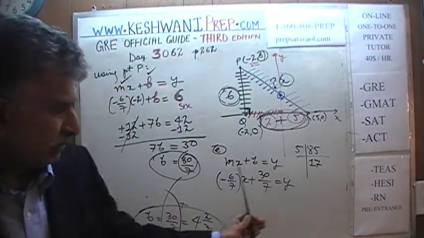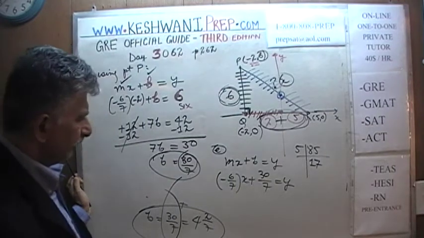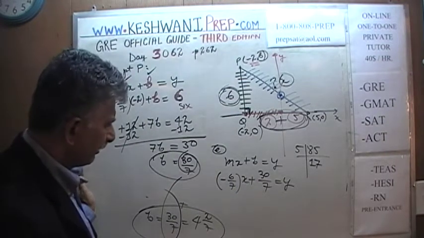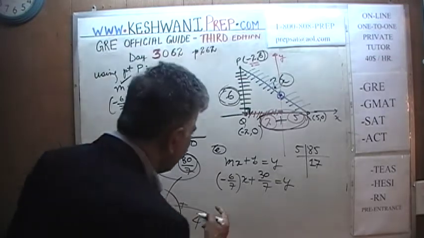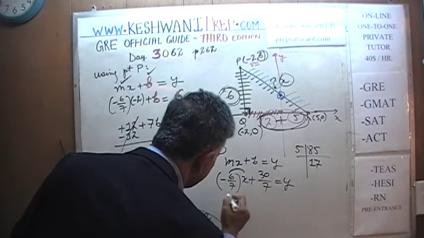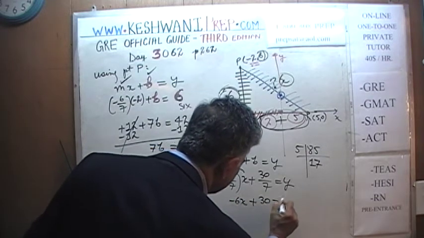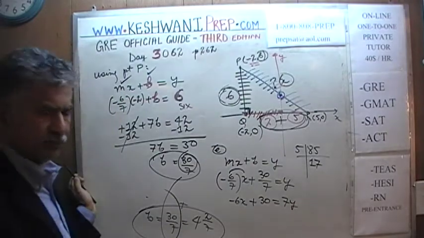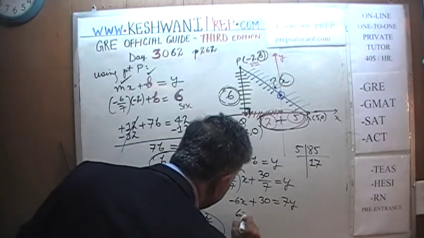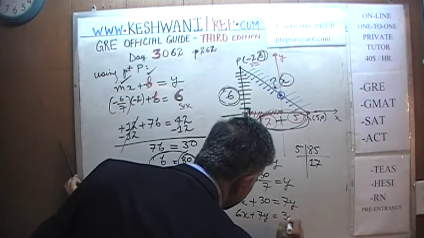Multiply the entire equation by 7. If you multiply the entire equation by 7, or can we just leave it like this? Let's multiply the entire equation by 7. If you multiply the entire equation by 7, we're going to get negative 6 times x, which is going to give you negative 6x plus 30 equals 7y. We're going to put it in a standard form. Let's bring the 6x to this side, so we can end up with 6x plus 7y equals 30.